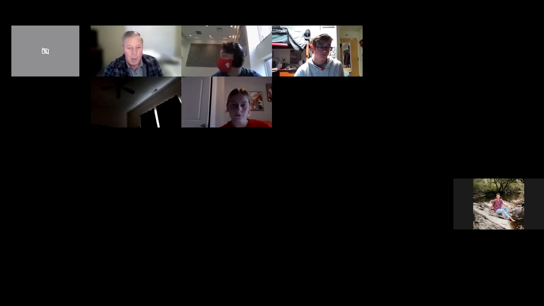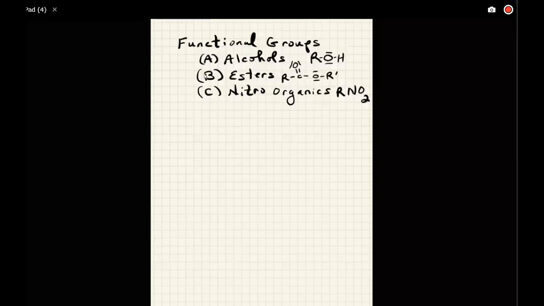So I'm going to bring up my reflector page and share it. This is basically what I just said in the introduction. Alcohols, esters, and nitro groups are the first three functional groups that we're going to learn in organic chemistry. Now notice this is something you've not seen before. Look at this letter R, R-O-H. The OH group means it's an alcohol.